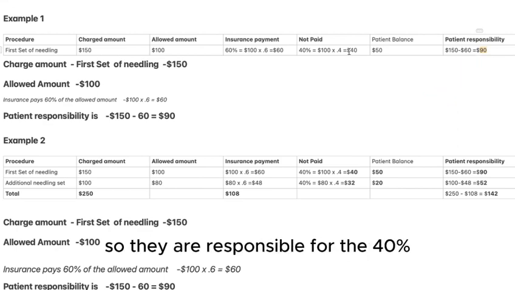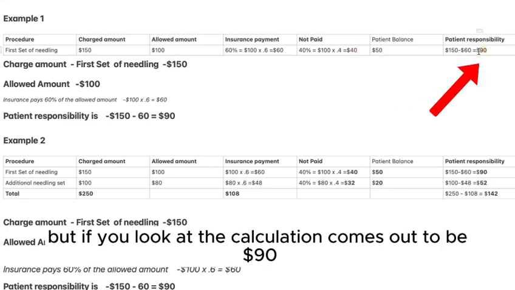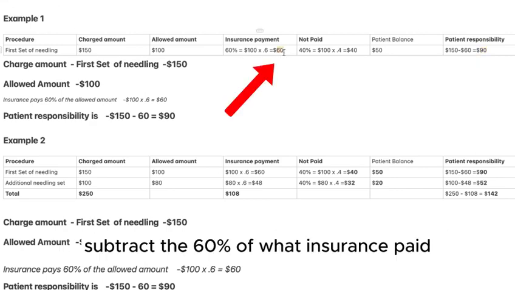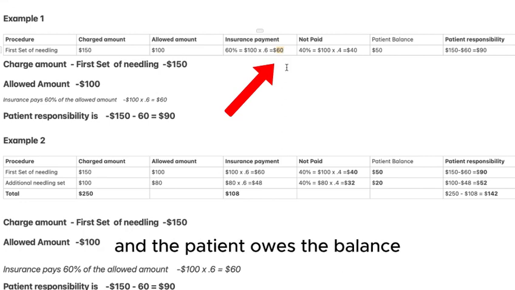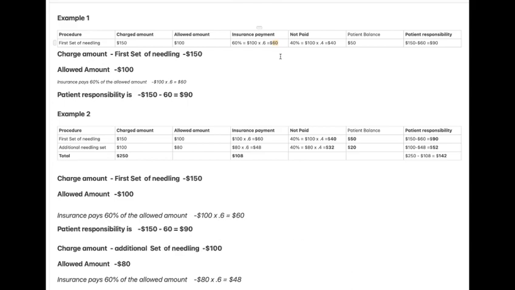So they're responsible for the 40% plus the difference of what wasn't covered, which, if you look at the calculation, comes out to be $90. The easiest thing to do is take what you charged, subtract the 60% of what the insurance paid, and the patient owes the balance. Let's look at another example.